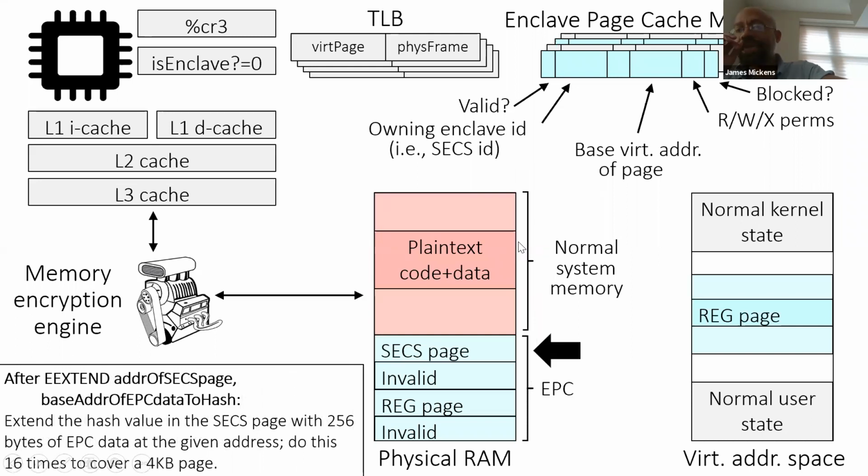Now this EEXTEND thing is very important. What EEXTEND is going to do is basically hash some of the data that was added into the EPC. As it turns out, EEXTEND only hashes 256 bytes of data. So if you have a 4K page, then the OS has to call EEXTEND 16 times to update this cumulative hash, right? So why is this cumulative hash useful?